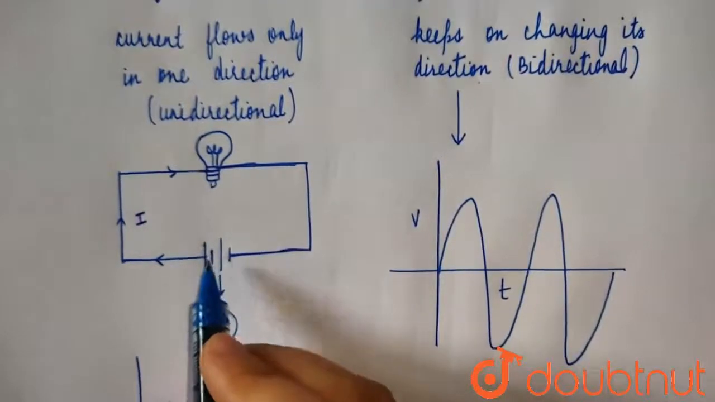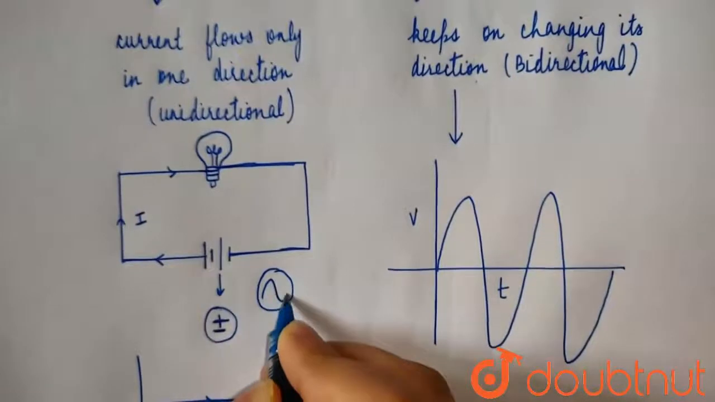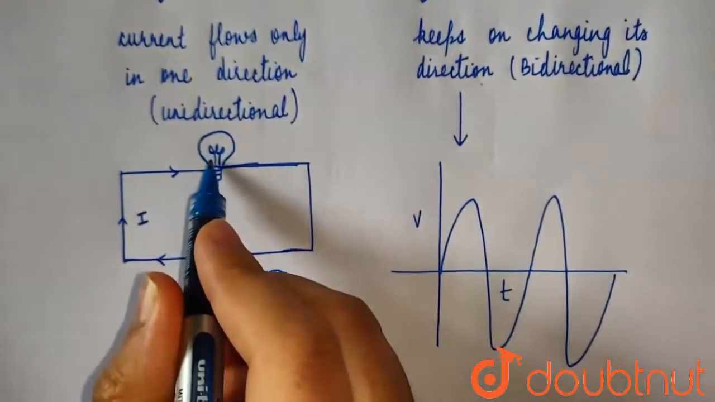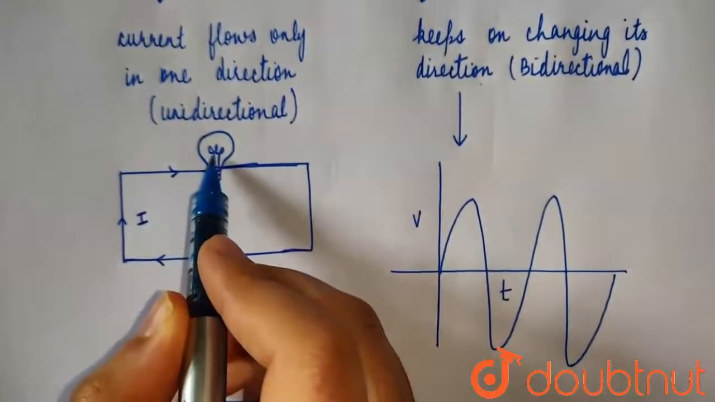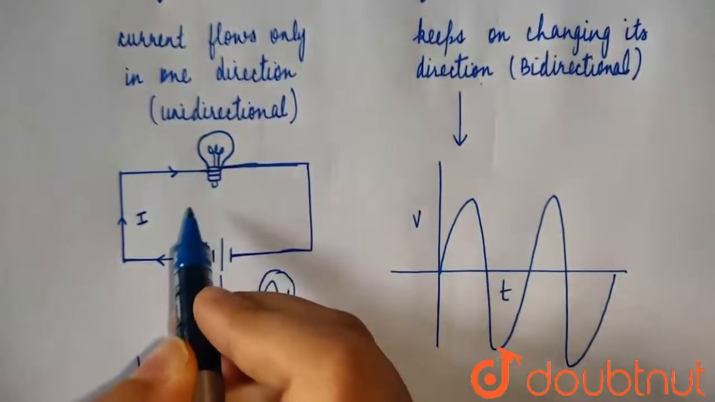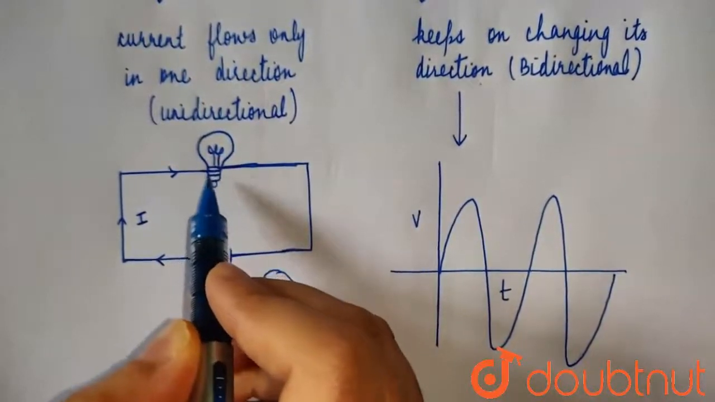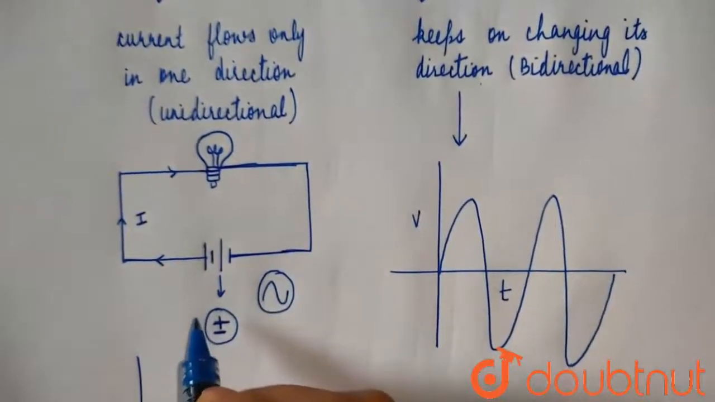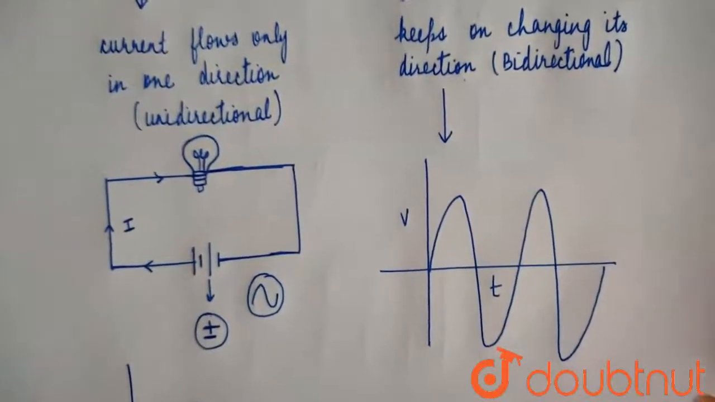If we replace this supply with the AC supply, it is represented like this. First the bulb will glow bright, then after some time it won't glow with the same brightness. Its brightness decreases after a certain interval of time, and then it again glows bright. In this way we can understand it has been connected to the AC source, and before that it was connected to the DC source. So that's the difference between AC and DC.